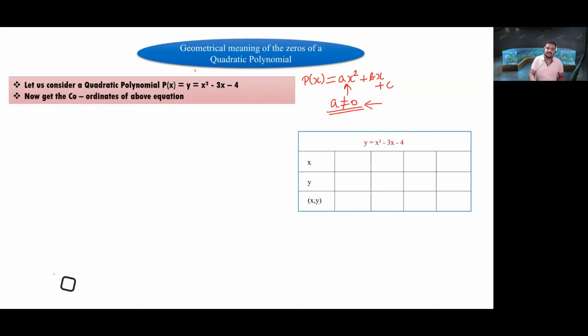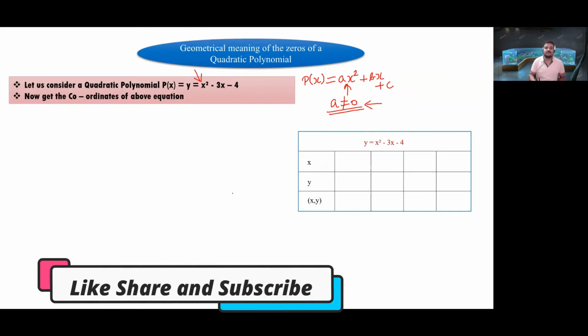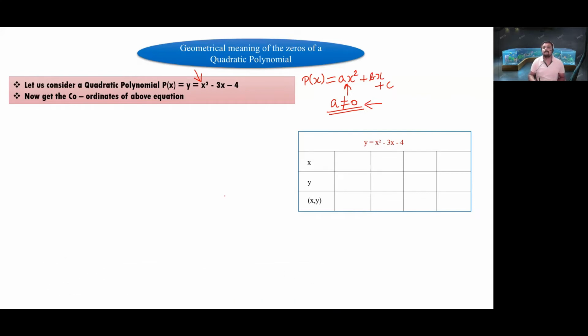Okay, now one example is there of the quadratic polynomial y is equal to x square minus 3x minus 4. This is our quadratic polynomial. Now we will find the coordinates for this quadratic polynomial. तो x के जगह पे हम लोग सबसे पहले 0 put करके देखेंगे. तो what will be the value of y? If we put 0 in this equation in place of x, what will be the value of y? It will be minus 4. Absolutely correct. So 0 comma minus 4 is my first coordinate.